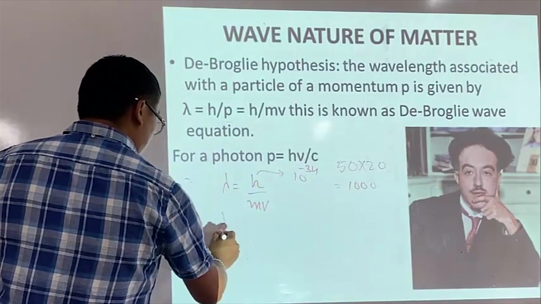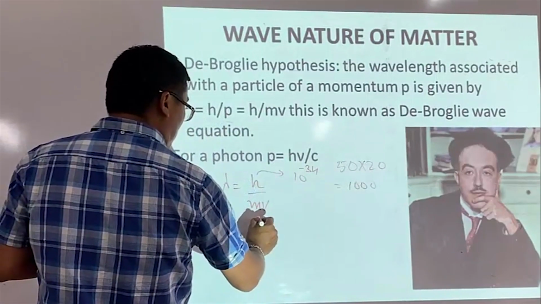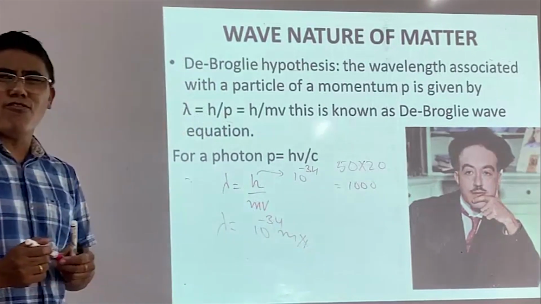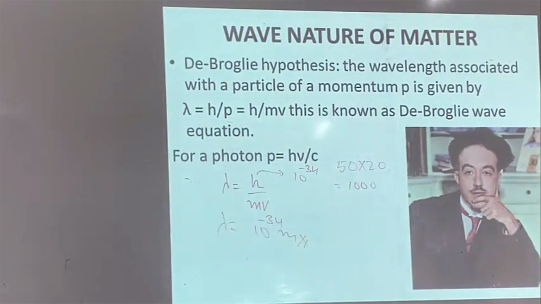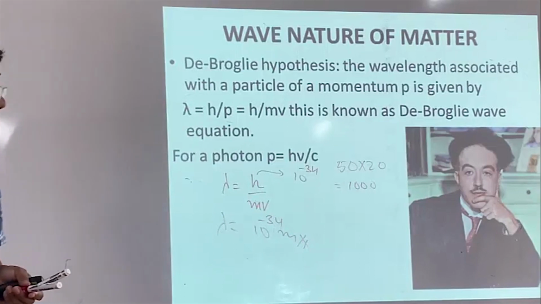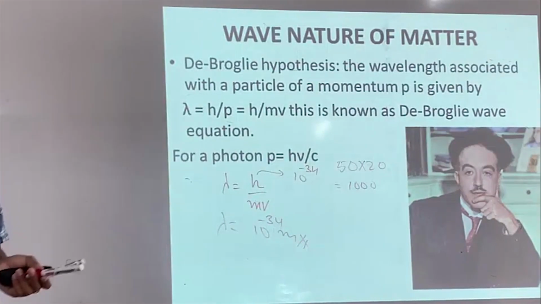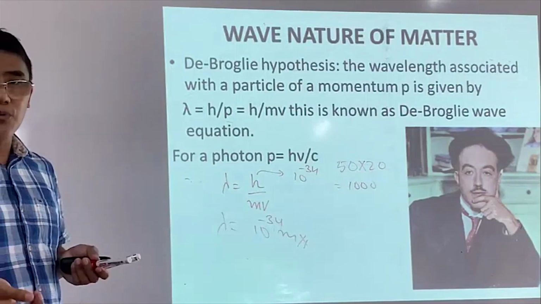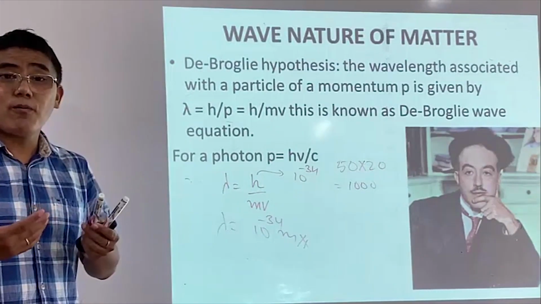So the wavelength is going to be 10 raised to the power minus 34 meter, and this is an extremely small wavelength. If a 50 gram object is moving with 20 meters per second, the wavelength we get is 10 raised to the power minus 34, which cannot be measured by any device. So we won't be able to see it.